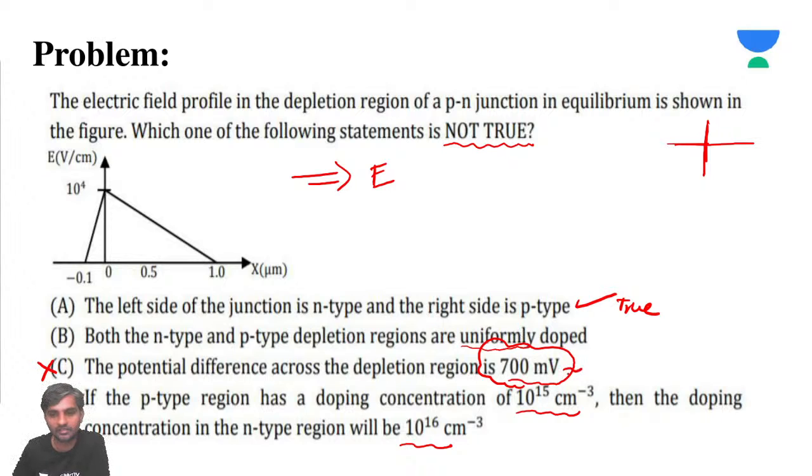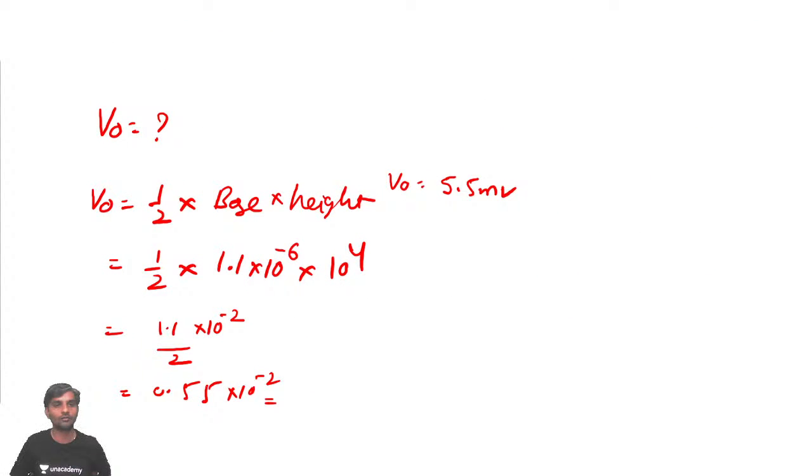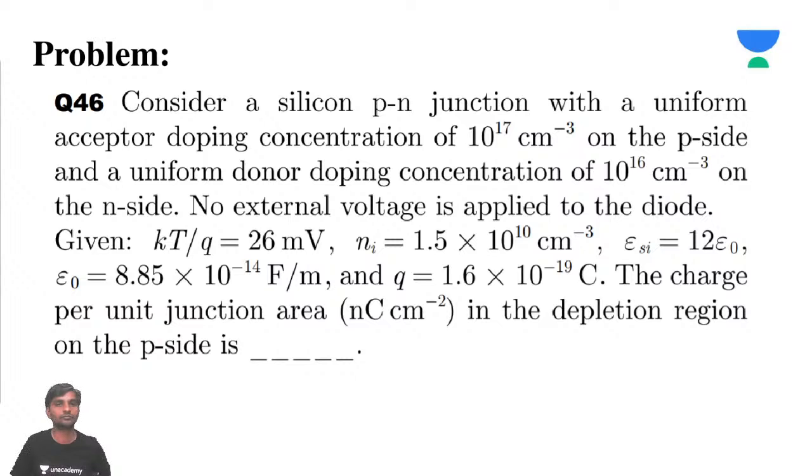So what you get is 5.5 millivolts. So option C is the wrong answer. Next problem.